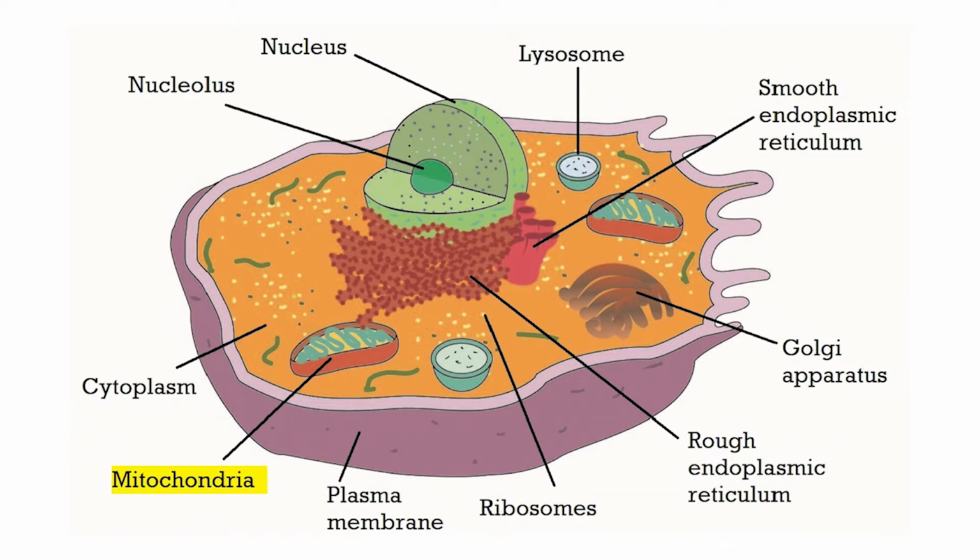Lastly, mitochondria, often called the powerhouses of a cell, carry out the process of cellular respiration, a set of metabolic reactions that convert biochemical energy in the form of nutrients like sugar into ATP.